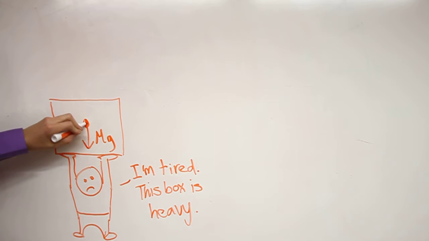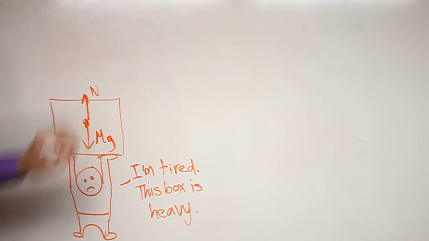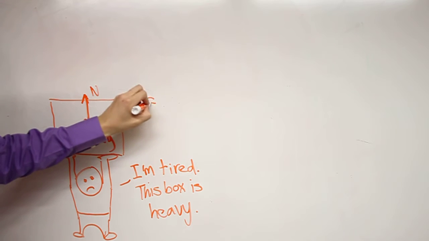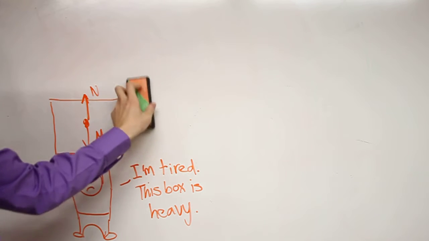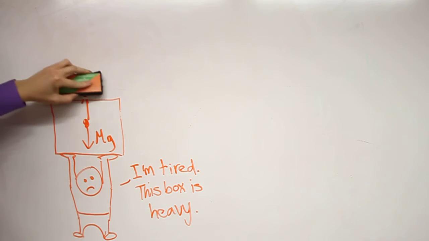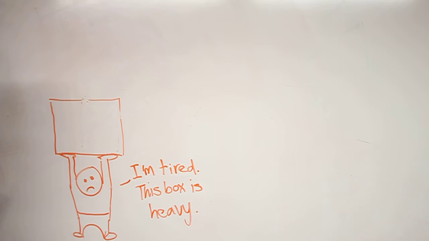In order to make that box not move, he has to create an equal and opposite force upwards. So in this case, N equals mg. So that's his job. He's just sitting there pushing upwards with exactly the weight of the box. Now the problem with most people in their understanding of normal forces is they think it always equals mg. Well, let's look at this example now.